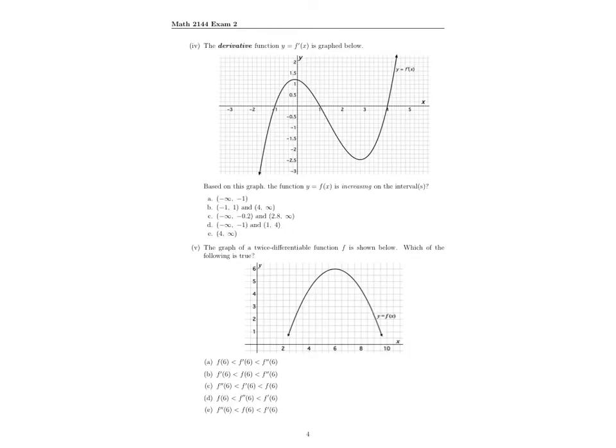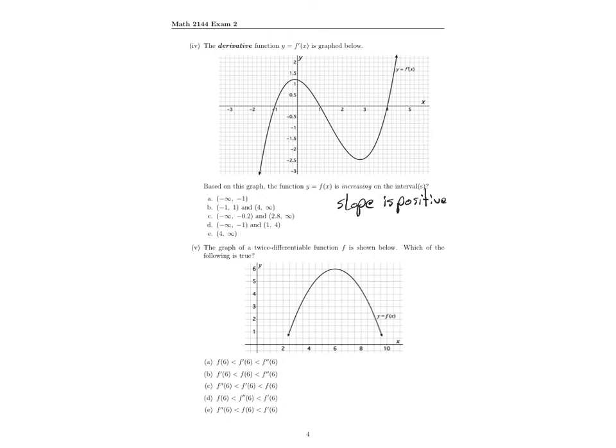Okay, so for this first problem, we're told that the graph below is the graph of f prime of x, which means we're looking at a derivative. So based on this graph, the function y equals f of x is increasing on what intervals? So we need to find where it's increasing. So if our function f of x is increasing, it means our slope is positive, right? This tells us that slope is positive.